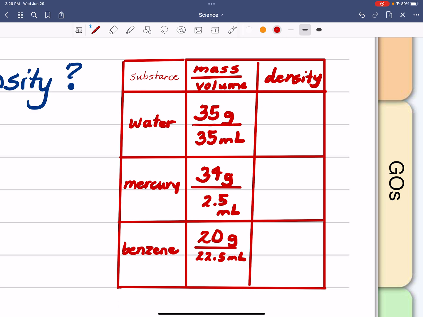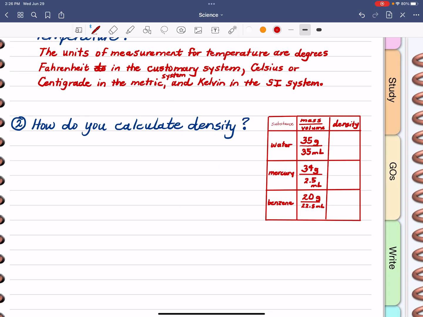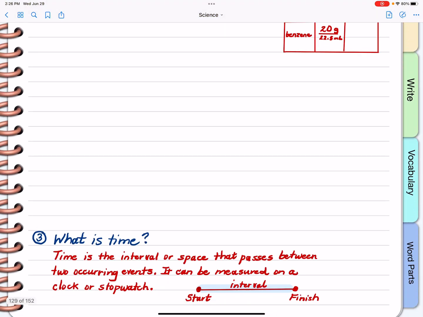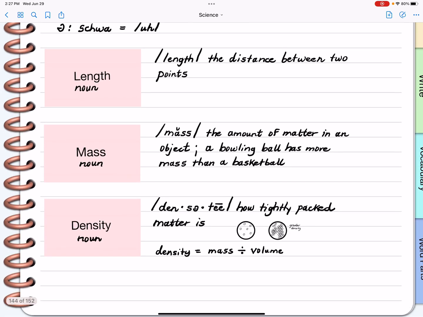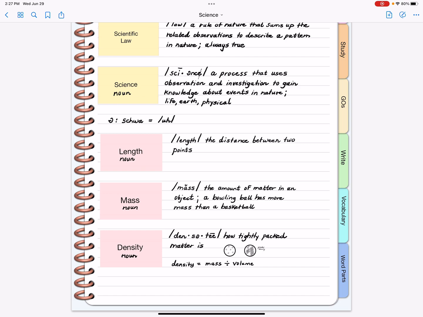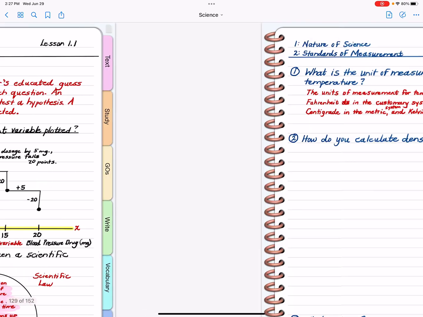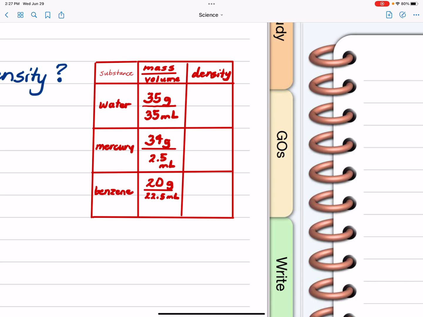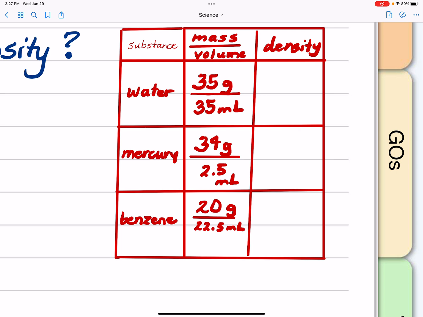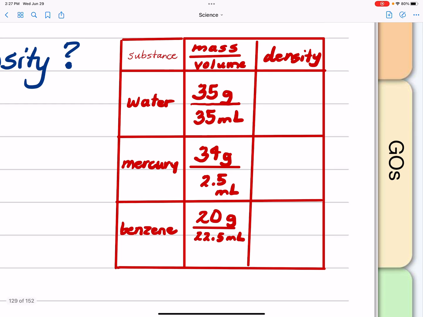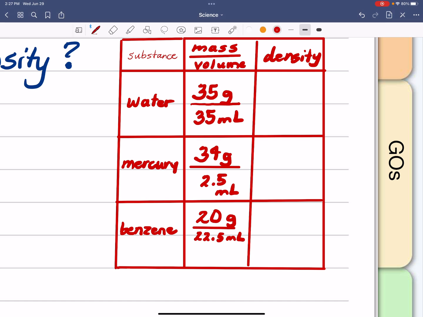Okay, so to do the math, to calculate the density, let me remind you, just hang with me here. On the flashcard for density, what does it tell us to do? Density is mass divided by volume. So I'm going to go back to that page we're working on, and we're going to do that using a calculator. Now for water, I don't need a calculator because 35 divided by itself is a density of 1. And I'm just going to put a 1.